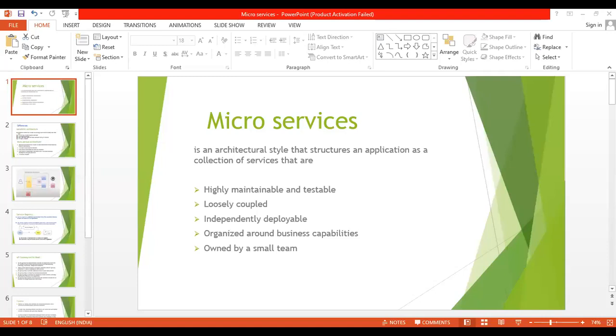Today I am going to explain a very important concept, that is microservices. What are microservices, and what is the difference between microservices and monolithic architecture? We can discuss microservices architecture today.